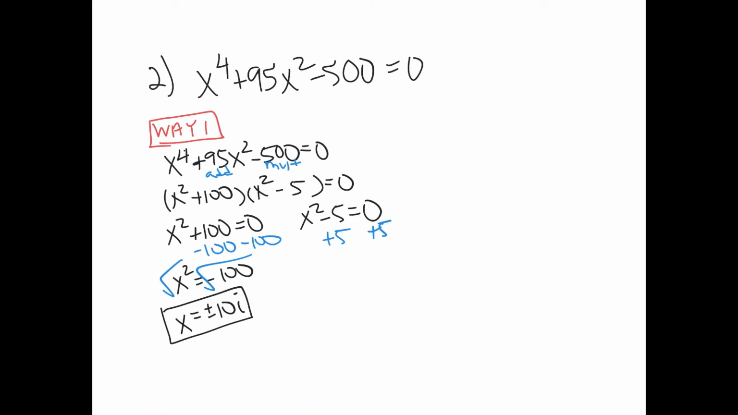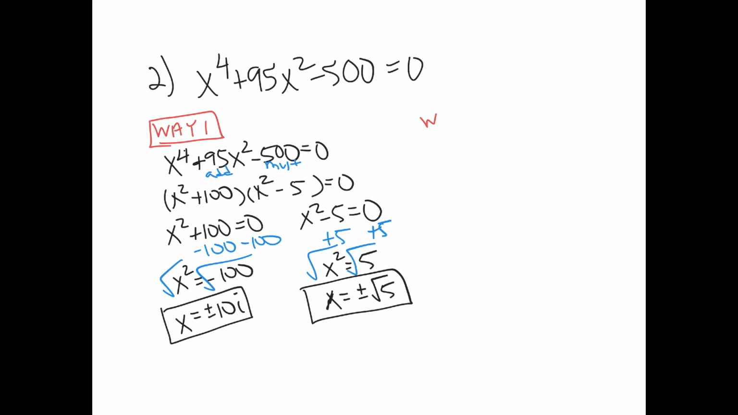Add 5 to both sides. x squared equals positive 5. Square root both sides. x equals plus or minus square root 5. So again, here we are finding the x-intercepts. Notice that plus or minus 10i will not show up as an x-intercept, but it's still an imaginary root. But we should have this polynomial crossing the x-axis at positive root 5 and negative root 5.